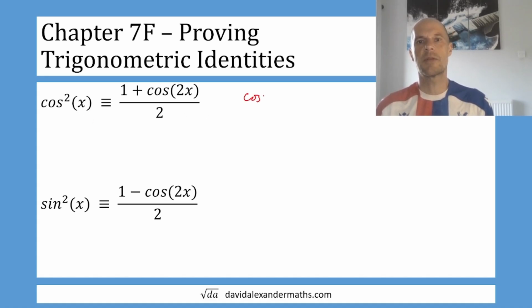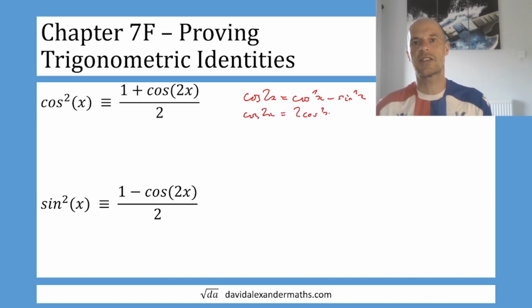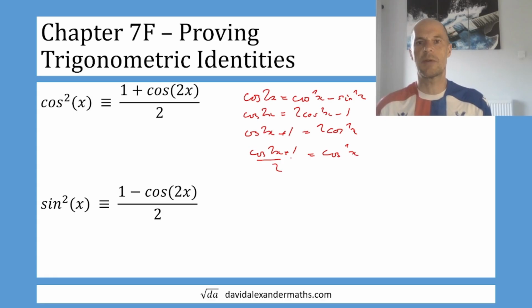So it all comes from knowing that the cos of 2x is cos squared x take away sine squared x, and another way we can write that is 2 cos squared x take away 1. So all I need to do is add 1 to both sides and then divide by 2, and there is my proof. So (cos of 2x plus 1) all over 2 is cos squared x.